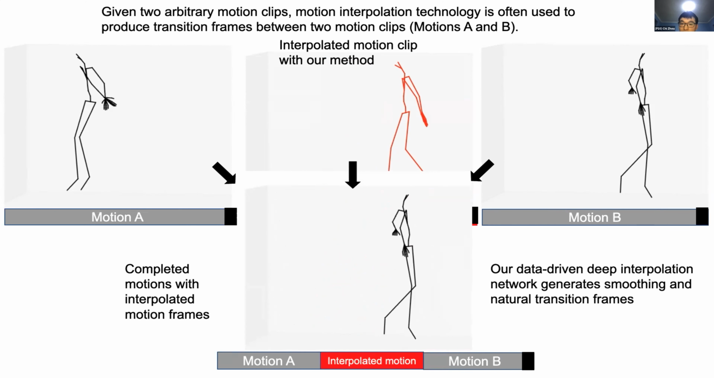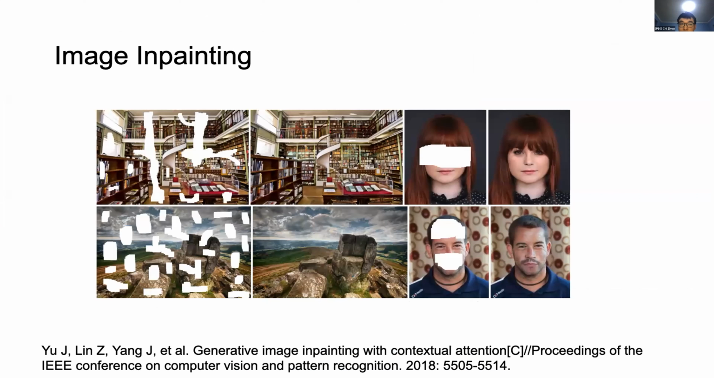So before I introduce the architecture of the network, I'd like to introduce image inpainting. Actually, motion interpolation can be viewed as a problem of image inpainting. It can be viewed as completing missing motion frames within a sequence. Image inpainting aims at completing the missing area of an image. So the input of the inpainting problem is an image with some missing area, and the output is a completed image.